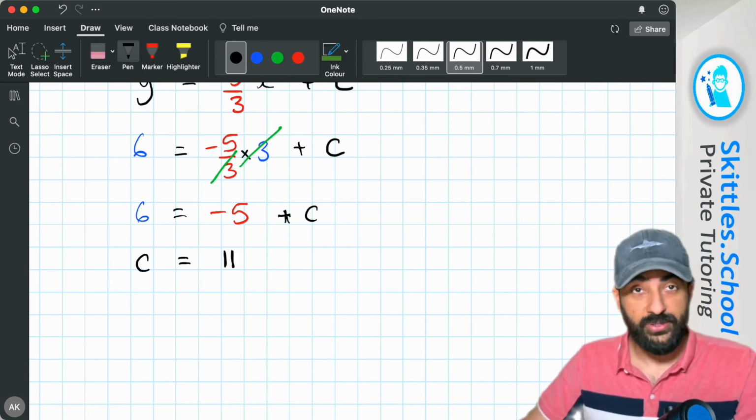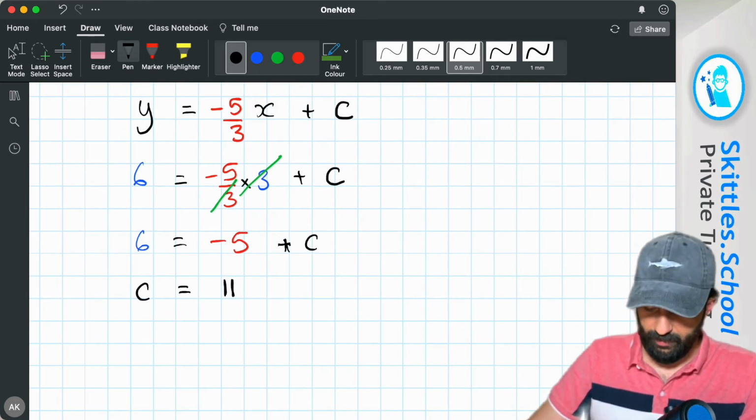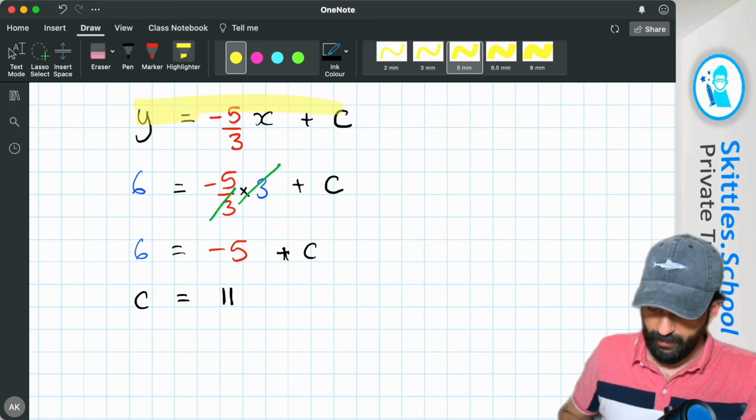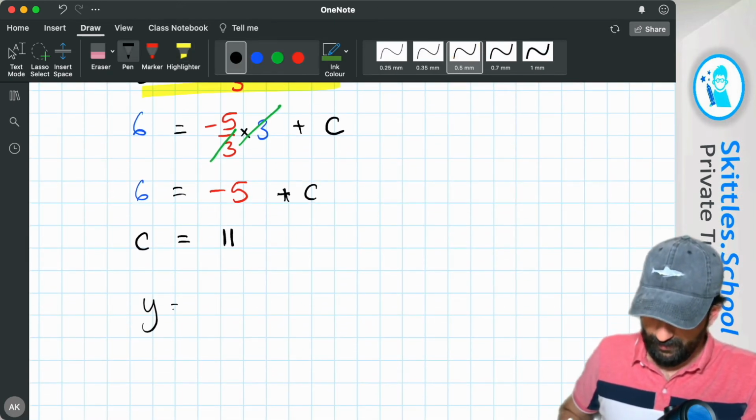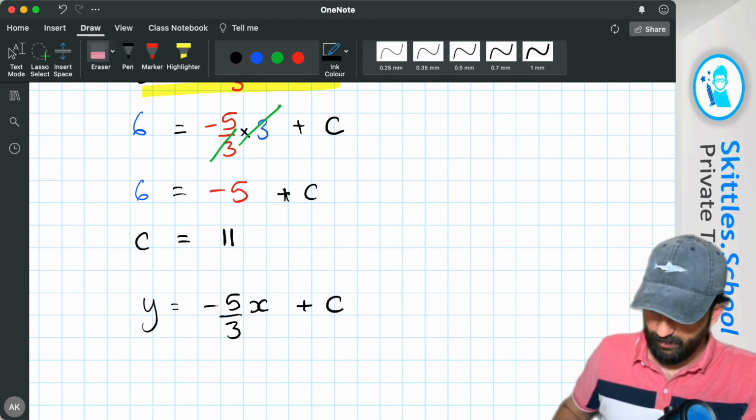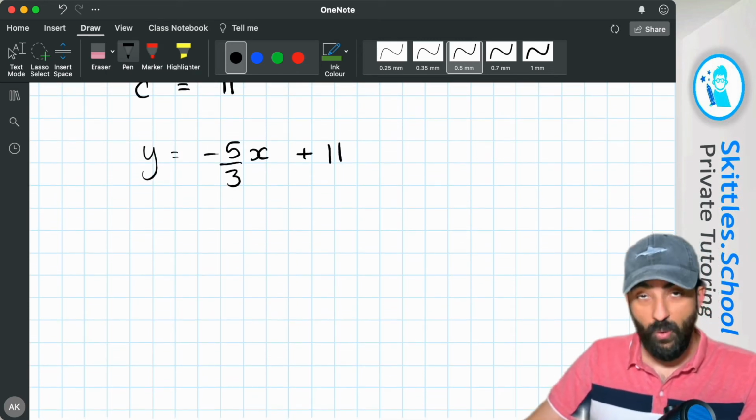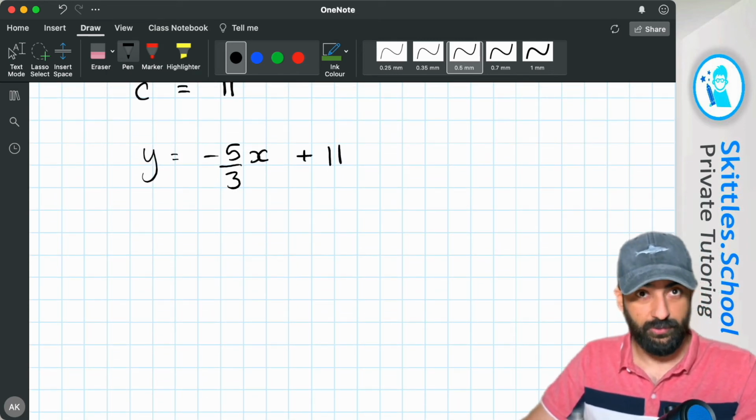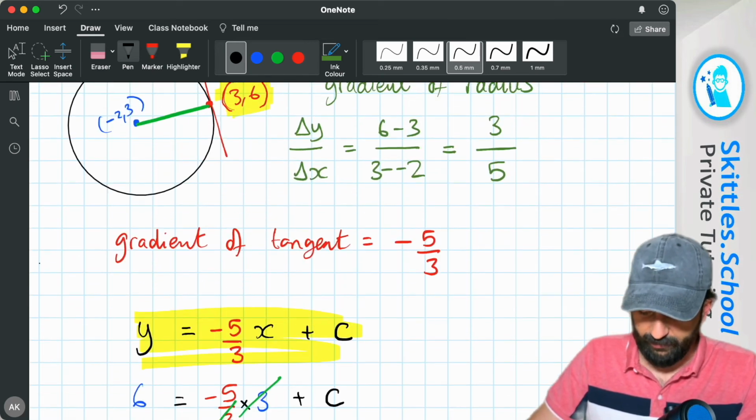Now we've found c, we can plug that back into the equation of the straight line. So we can plug it back into this one here. So y equals -5 over 3x plus c. We've worked out the c, which is 11. And there we have it. That's the equation of the tangent. But that doesn't answer the question. Let's go back to the question.